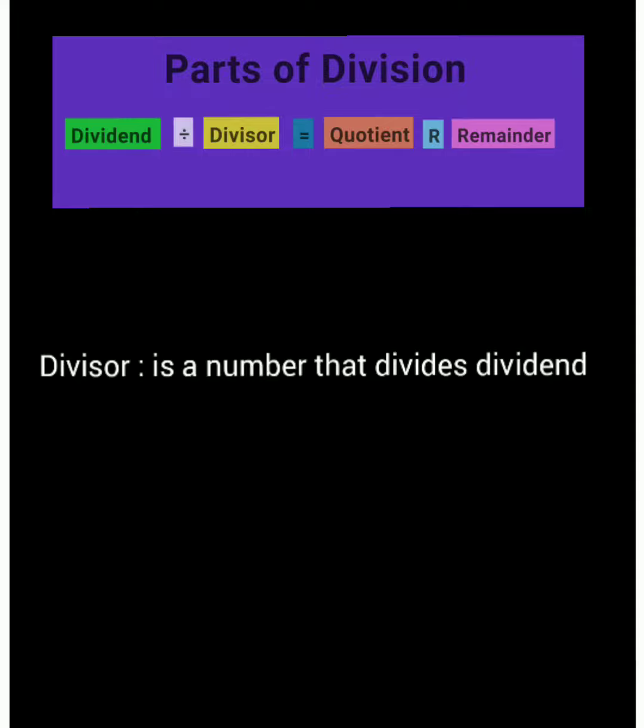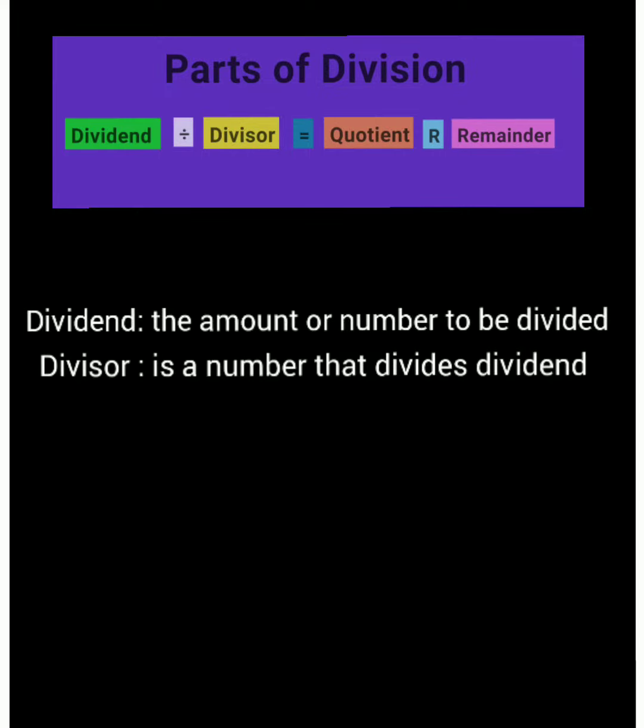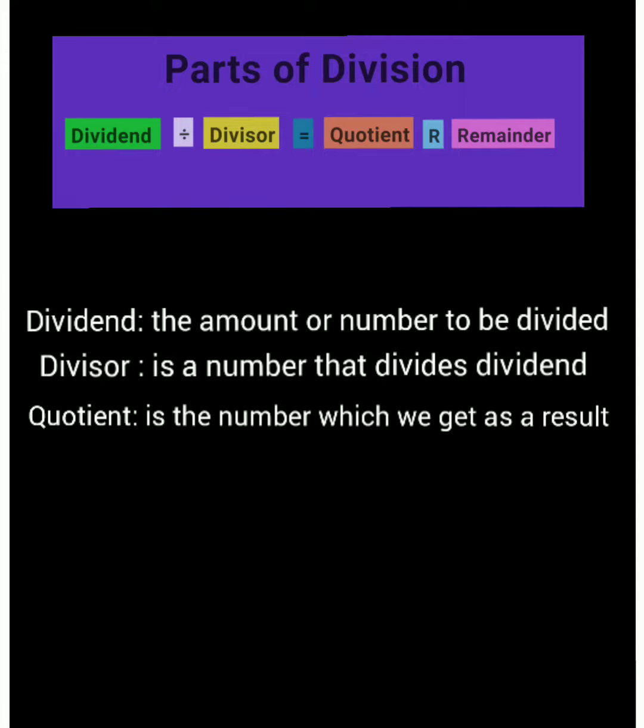So first are the divisor and dividend. The divisor is like in 16 divided by 8. 8 is the divisor, what we are dividing the dividend by, and the dividend is 16, what we are dividing. And we have the quotient.